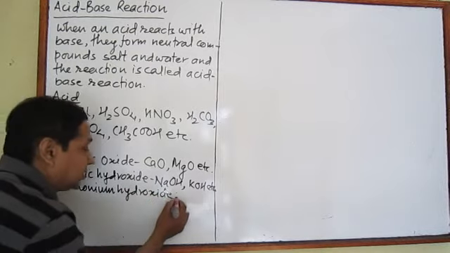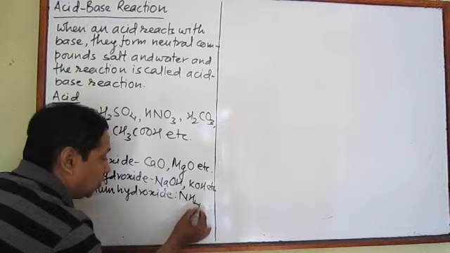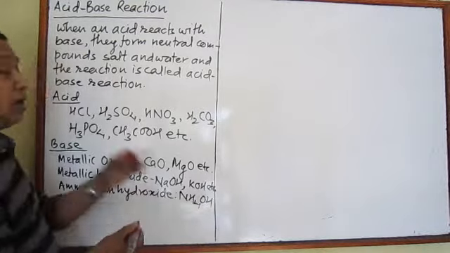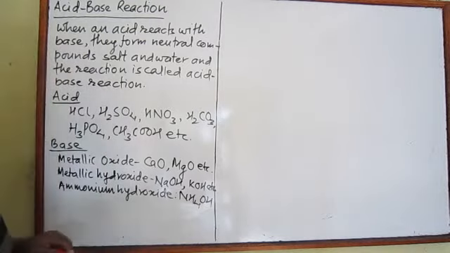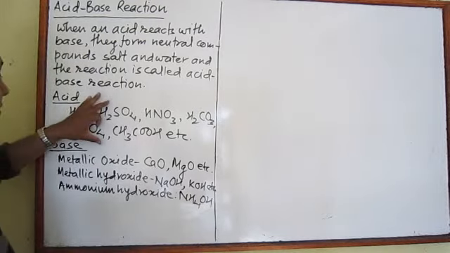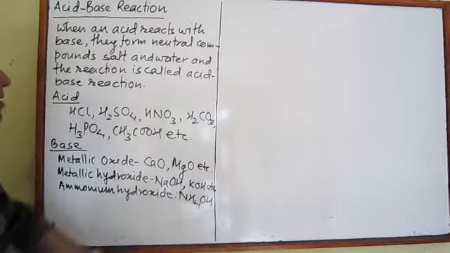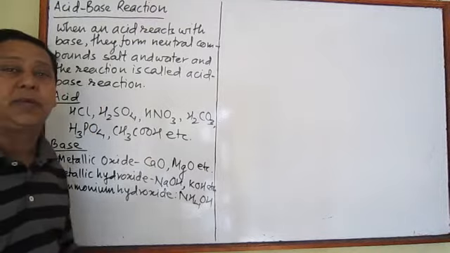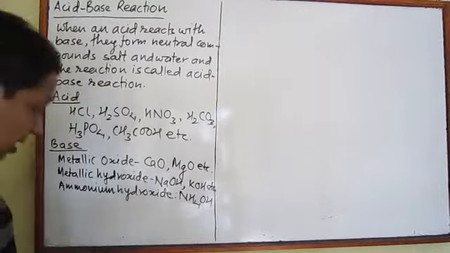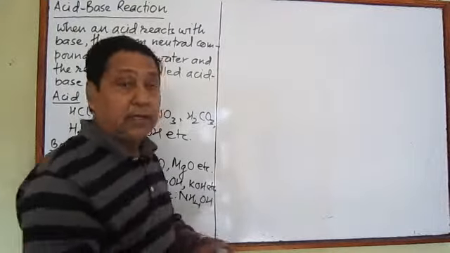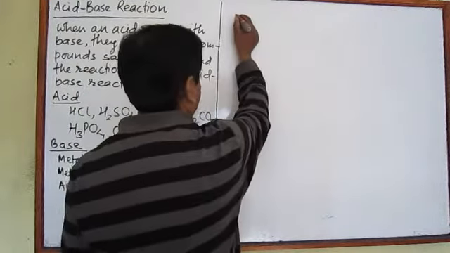Ammonium hydroxide, its formula is NH4OH. This is also another base. When we can recognize an acid and when we are able to recognize the base, then we can easily write acid-base reaction. Let's take example. Let's take one of the acids. Just for example, hydrochloric acid.